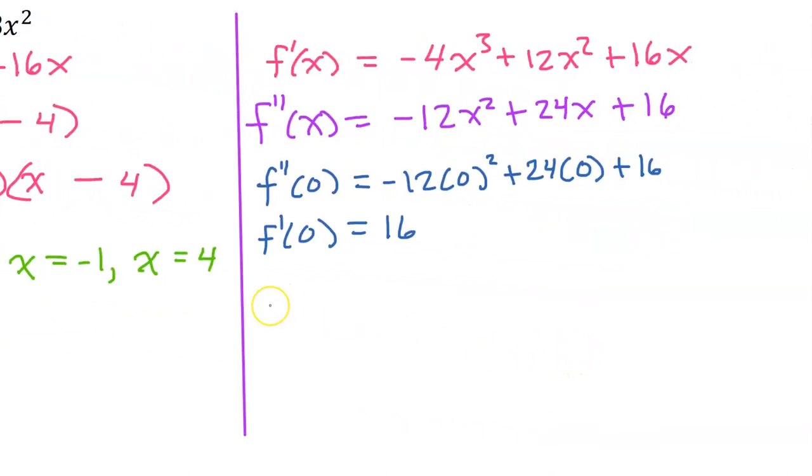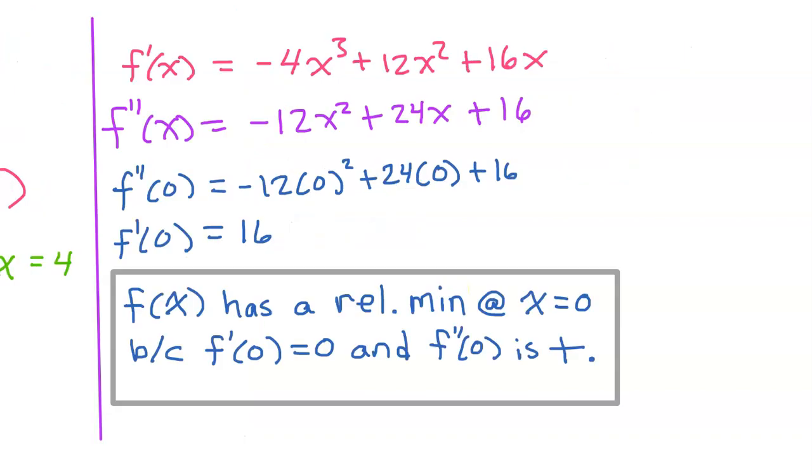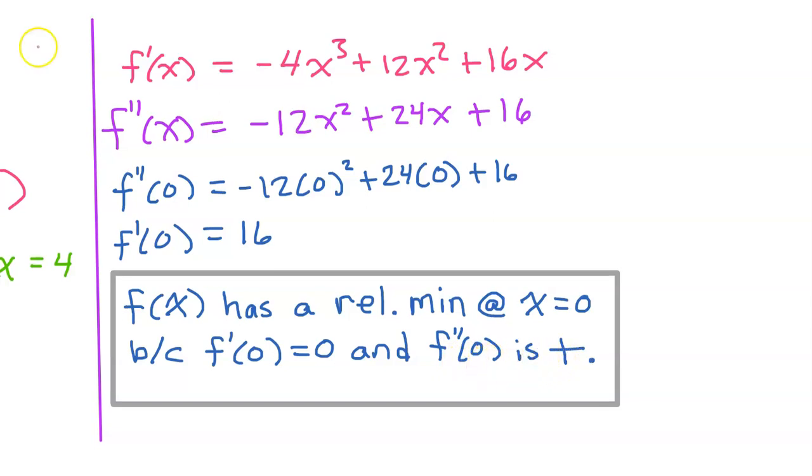So here's how you write up this answer and justify. You would say f of x has a relative min at x equals 0 because f prime at 0 equals 0 and f double prime at 0 is positive. Notice that we need both the first derivative and the second derivative in the justification. The f prime equals 0 part tells us that we have a horizontal tangent. The f double prime is positive part tells us that the function is concave up, and therefore it's a minimum.